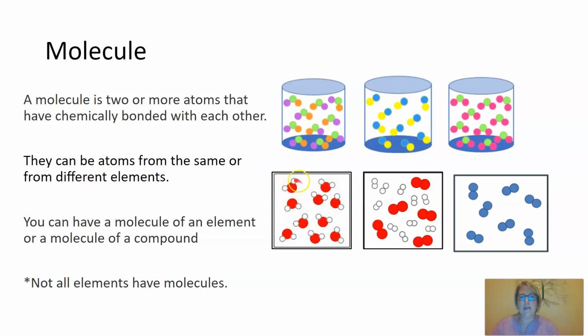Here we have three atoms bonded together, one red and two white. If we move to this diagram over here, here we have a compound with three atoms bonded together, purple, green, and orange. And here we have another compound where this molecule is made up of three atoms. So they can be atoms from the same or different elements. You can have a molecule of an element, or you can have a molecule of a compound.